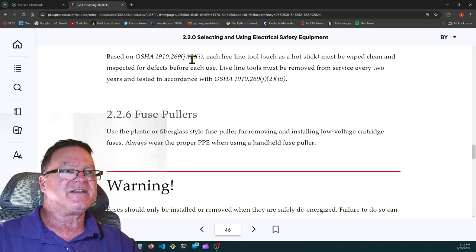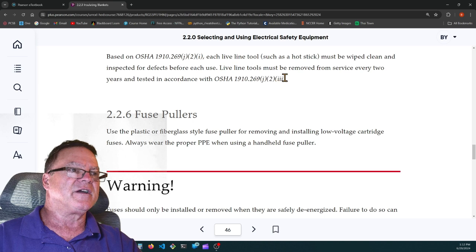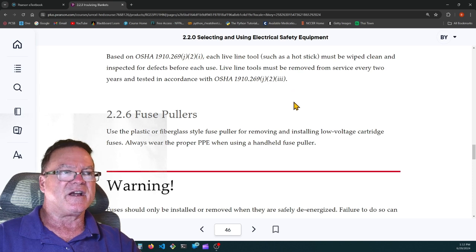Based on OSHA 1910.269(j)(2)(i), each live line tool must be wiped clean and inspected for defects before each use. Live line tools must be removed from service every 2 years and tested in accordance with OSHA 1910.269(j)(2)(iii).